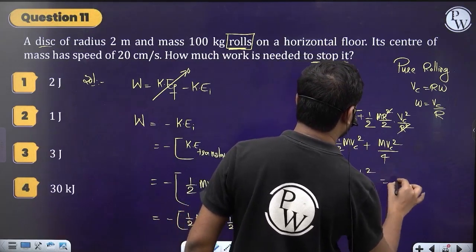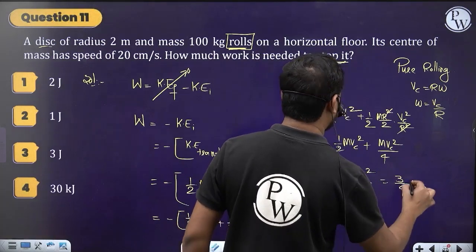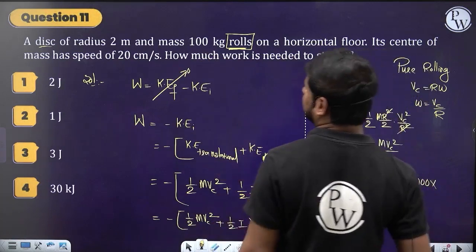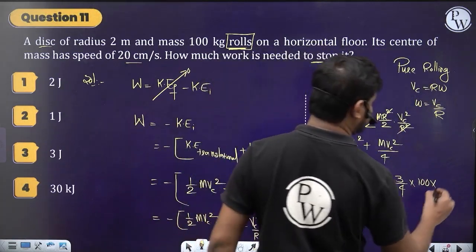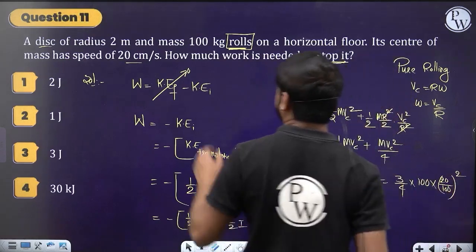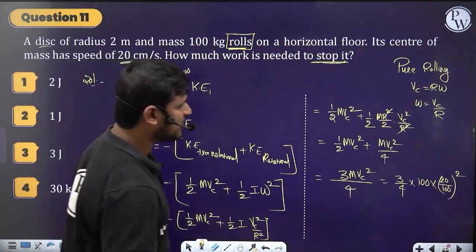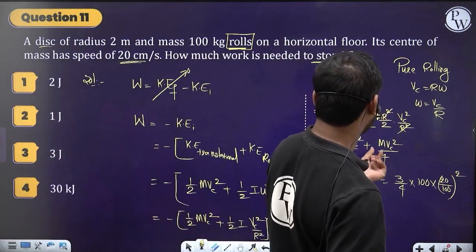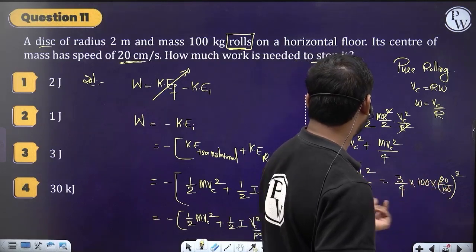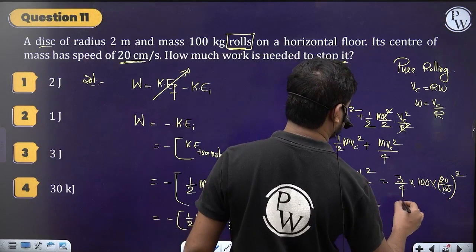Now substitute the values: 3 by 4 into the mass, which is 100 kg, and vc square. The velocity is 20 centimeters per second, so I'm writing 20 by 100 whole square. Convert centimeter per second to meter per second, because the mass is in kgs and this is in meters. So 3 by 4 mass is 100, this one 20 by 100 whole square. That's it, you can substitute now, guys.